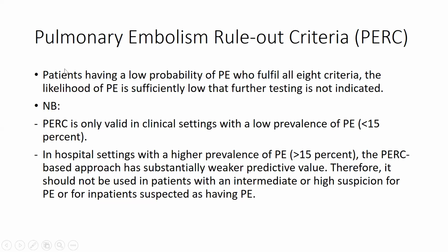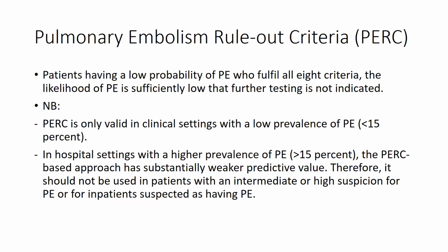All right. So for patients having a low probability of PE who fulfill all the 8 criteria we mentioned, we can safely say that the likelihood of pulmonary embolism is low. Therefore, no further testing is indicated. But don't forget that this is only valid in clinical settings where prevalence of PE is less than 15%. So it is not something that we use commonly, especially in settings where we have high-risk patients like the ICU.